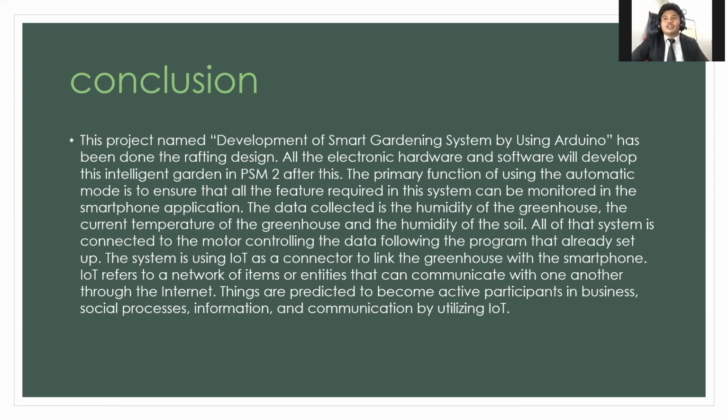The data collected is the humidity of the greenhouse, the current temperature of the greenhouse, and the humidity of the soil. All the system is connected to the motor controlling data following the program that is already set up. The system uses IoT to link a greenhouse with the smartphone. IoT refers to a network of items or identities that can communicate with one another through the internet.